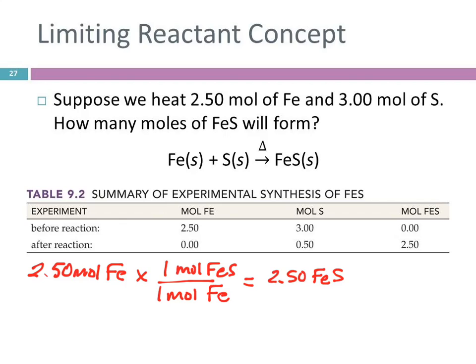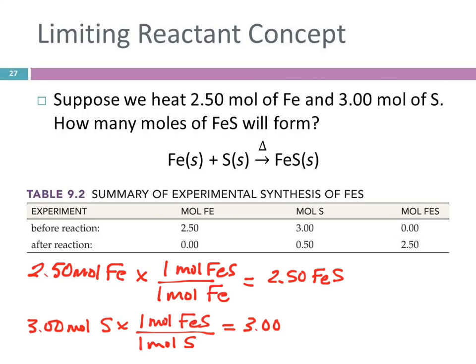And then I'm going to look at the other reactant, the 3 moles of sulfur, just like I did with the bicycles. So 1 mole of FeS to 1 mole of sulfur. And so that could make 3.00 moles of FeS. I forgot the mole. So can I make 5.5 moles of FeS? No, just like I can't make 100 bicycles if I only have 50 wheels.